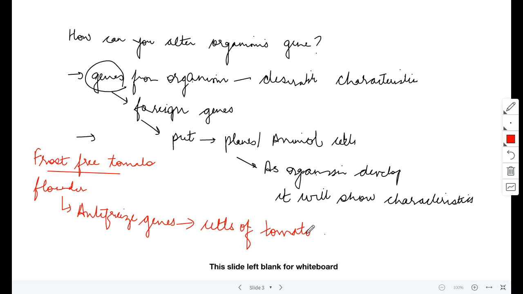So you should remember this example: flounder is a fish which has anti-freeze genes because it lives in the cold water, and those genes are taken by the scientists and placed in the cells of the tomato. When they are placed in the cells of the tomato, the tomatoes now have the anti-freeze genes. Now they are not going to get destroyed, and it is very beneficial for the farmers.